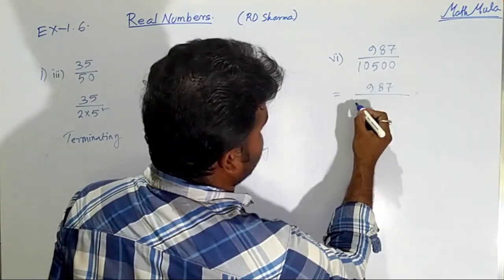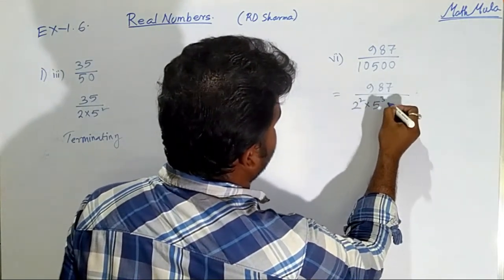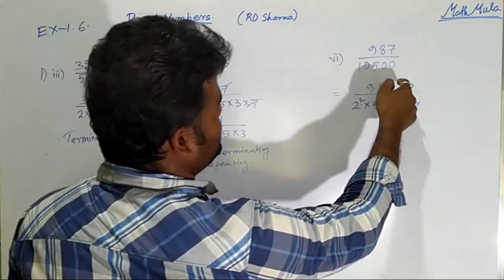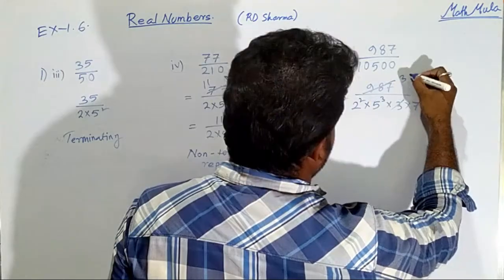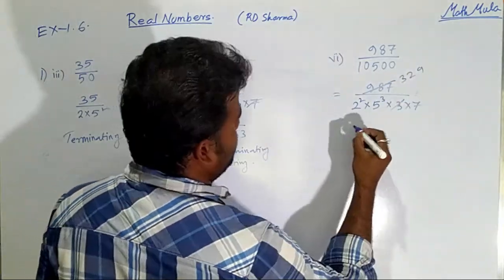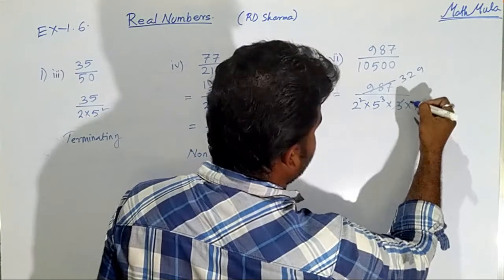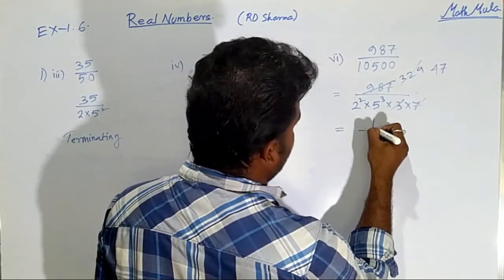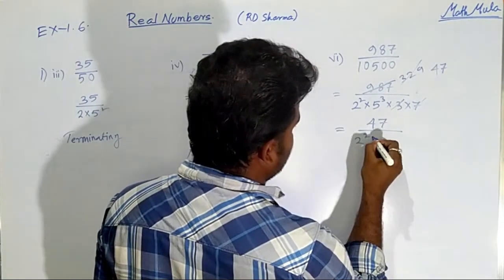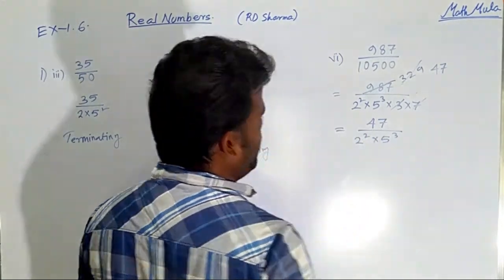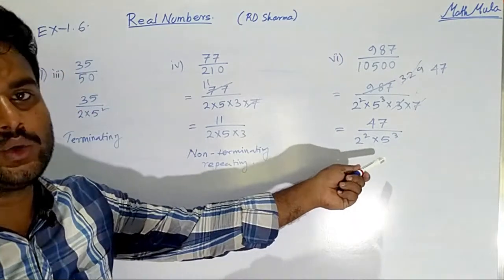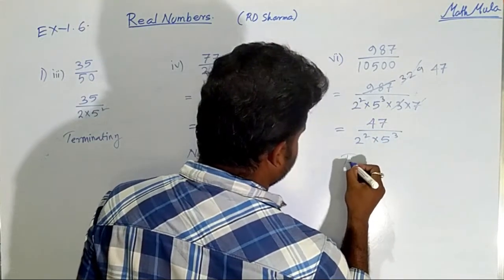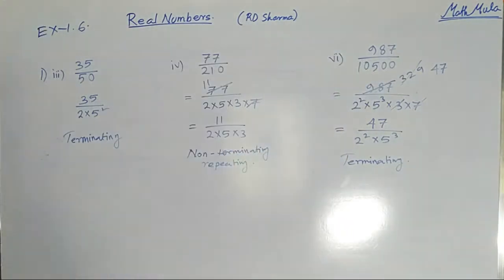Now for this sum, the denominator can be written as 2 square, 5 cube, 3 into 7. Now we try to cancel this number by 3. Now again we try to cancel this number by 7. Then it will be 47. The smallest form of this number is with denominator 2 square into 5 cube. So the denominator is in the form 2 to the power m into 5 to the power n. That means the given number is terminating. That's it.